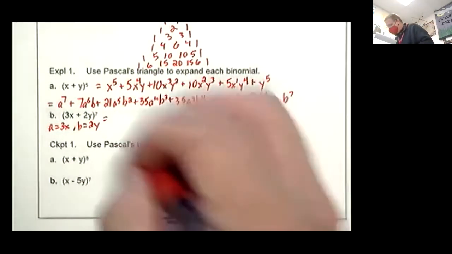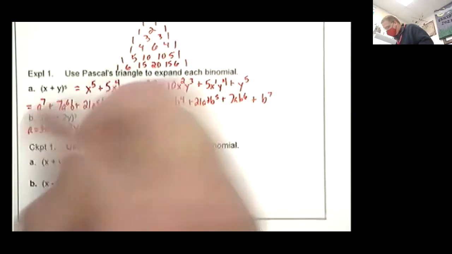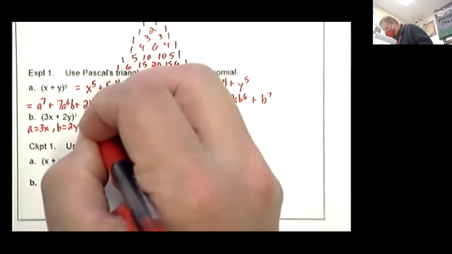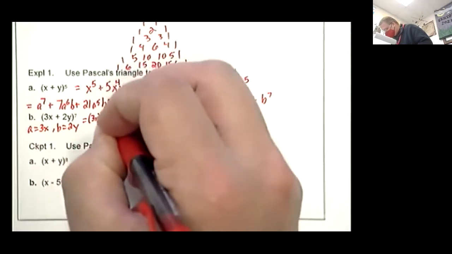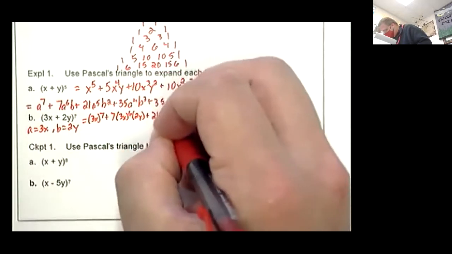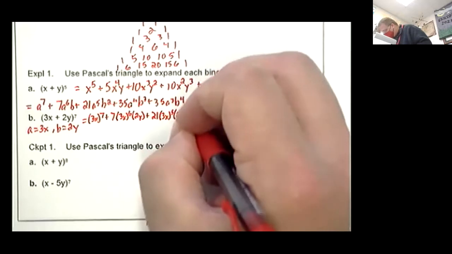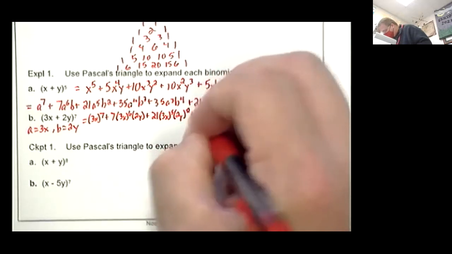So this would be, and I'm going to run out of room here, but I'm going to try and get all this on here. So this would be a to the 7th. Well, that's (3x) to the 7th plus 7 times (3x) to the 6th times 2y plus 21 (3x) to the 5th (2y) squared plus 35.